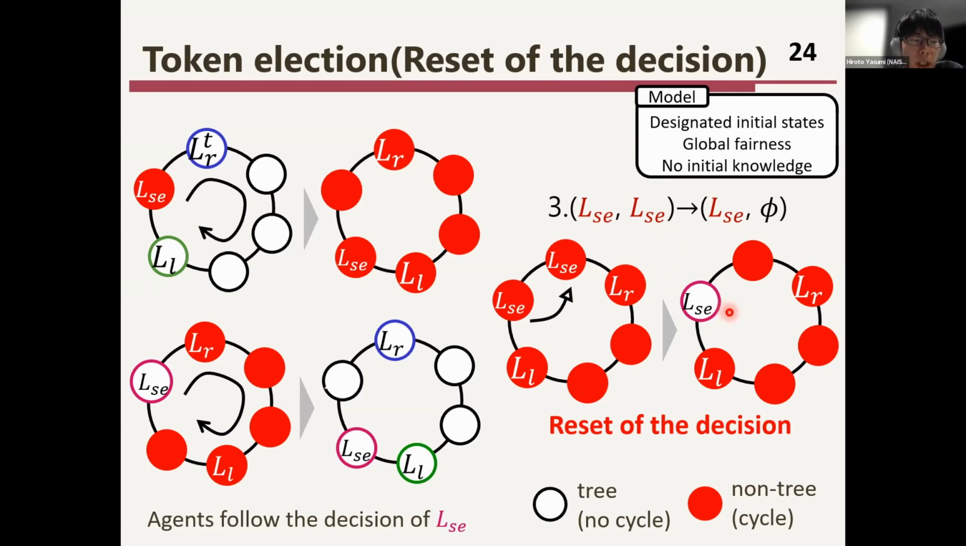By this behavior, just after this election part, the LSE token thinks that there is no cycle. This implies that if the LSE token correctly detects a cycle after this election part, all agents make a correct decision, because all agents just follow the decision of the LSE token.